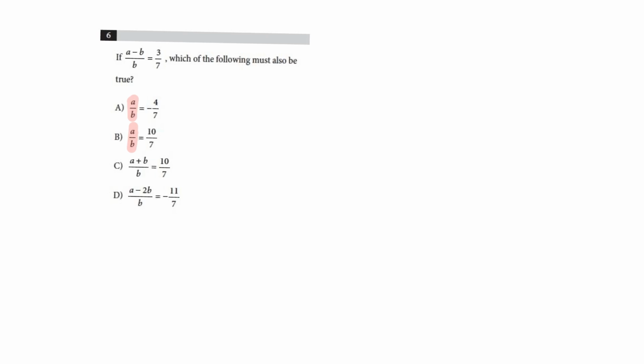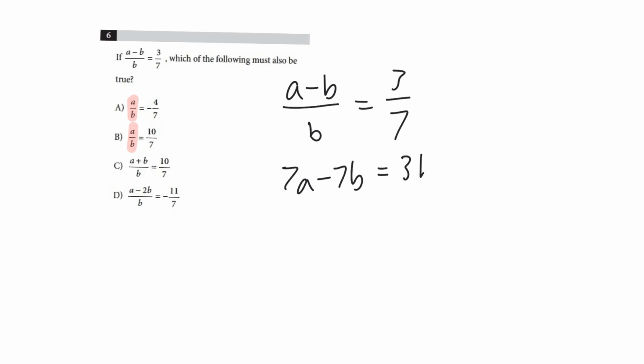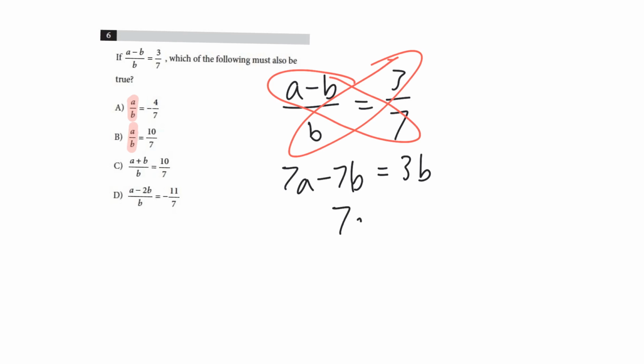So I'm not sure how this is going to turn out, but we could just try and cross multiply and see what happens. We get (a minus b) over b equals 3/7. Okay, well, if I cross multiply, I'm going to get 7a minus 7b equals 3b. All right, so that's multiplying these guys and multiplying these guys over here. So at this point, I'm going to add 7b to both sides. I'm going to get 7a equals 10b.